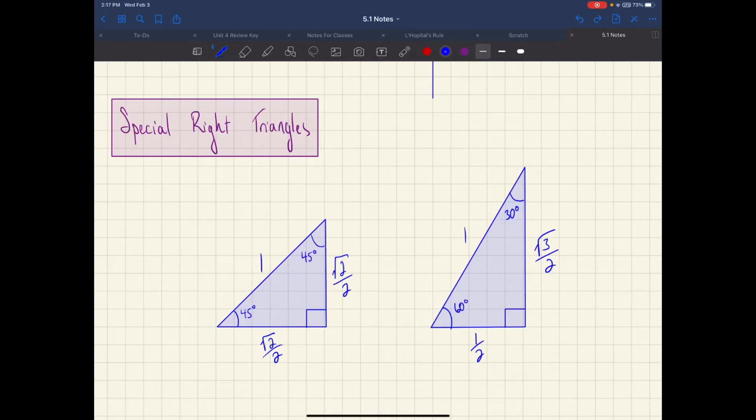So this week we're going to talk about the unit circle, and this is from section 5.1. To talk about the unit circle, we first have to talk about the special right triangles, because that is where the values on the unit circle come from.